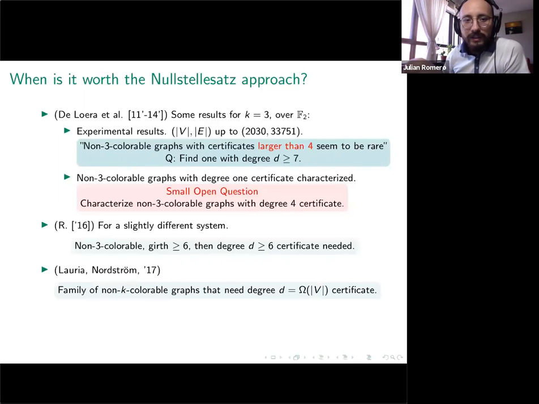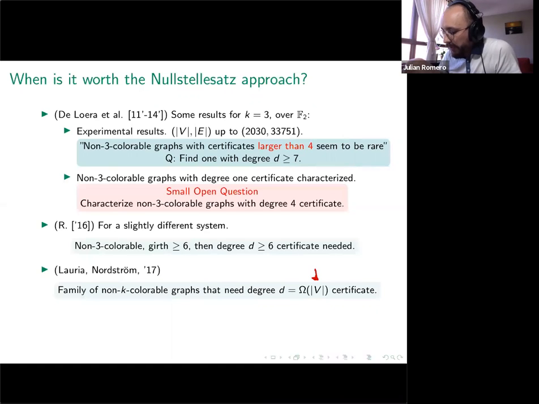The certificates they showed these graphs needed are of size omega of the number of vertices, which is the hardest. It is really hard for Nullstellensatz, at least.